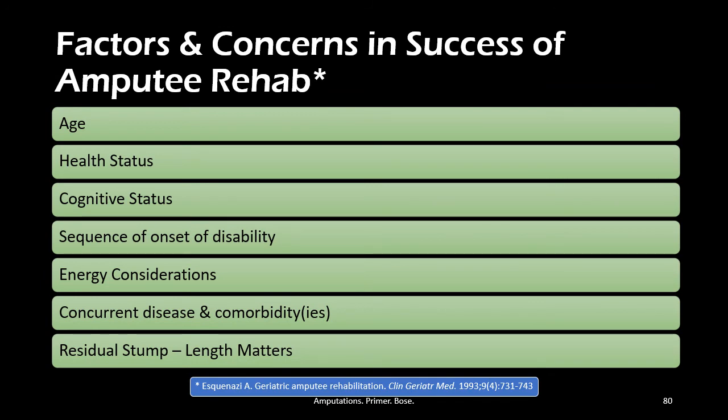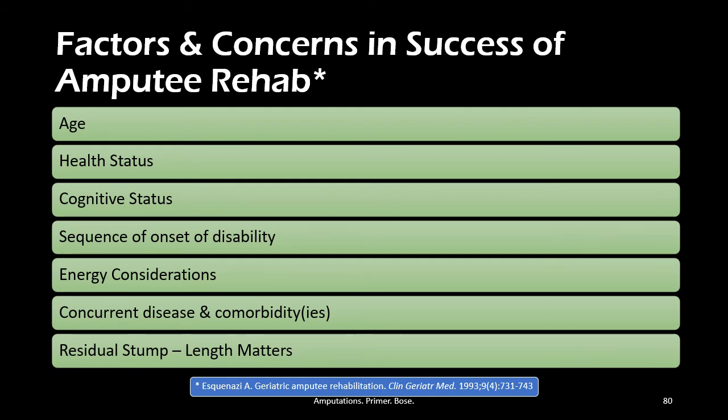Let's review the factors of concern in the success of amputee rehabilitation. All the factors mentioned here are essential for successful rehabilitation of an amputee. There is literally no one factor that takes a higher importance. In other words, they're all equally important.